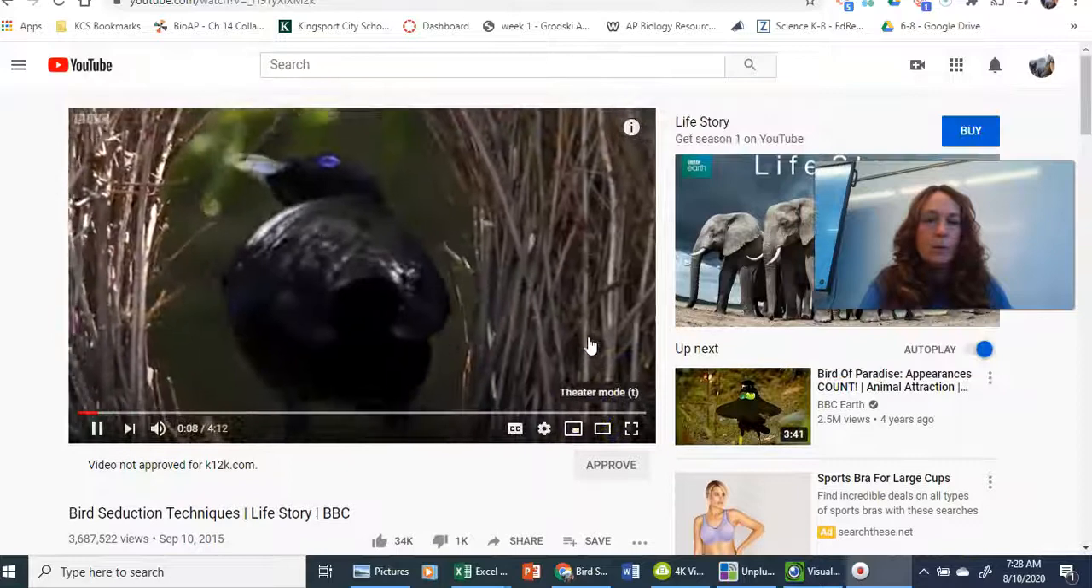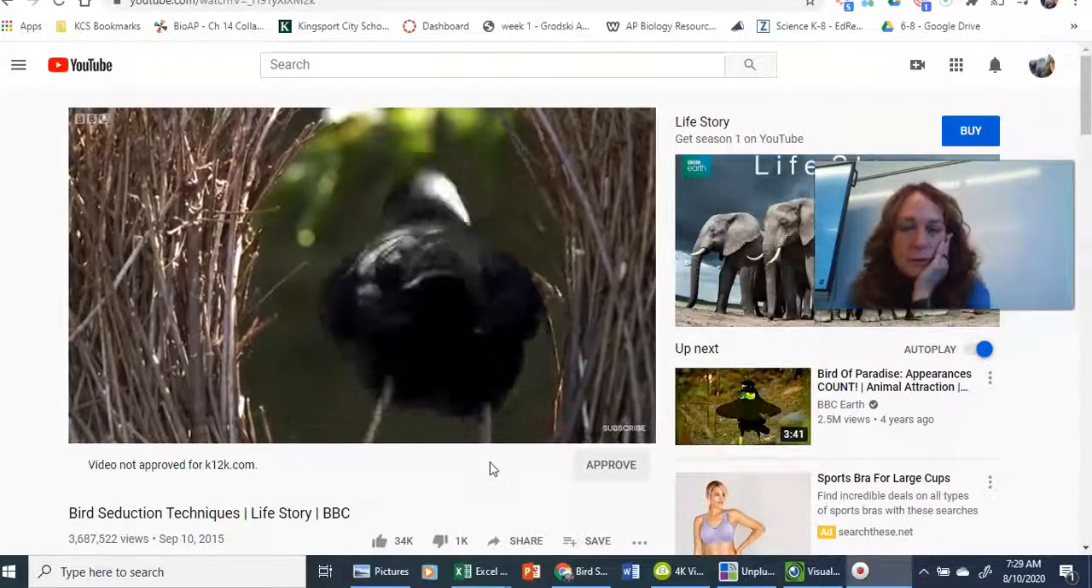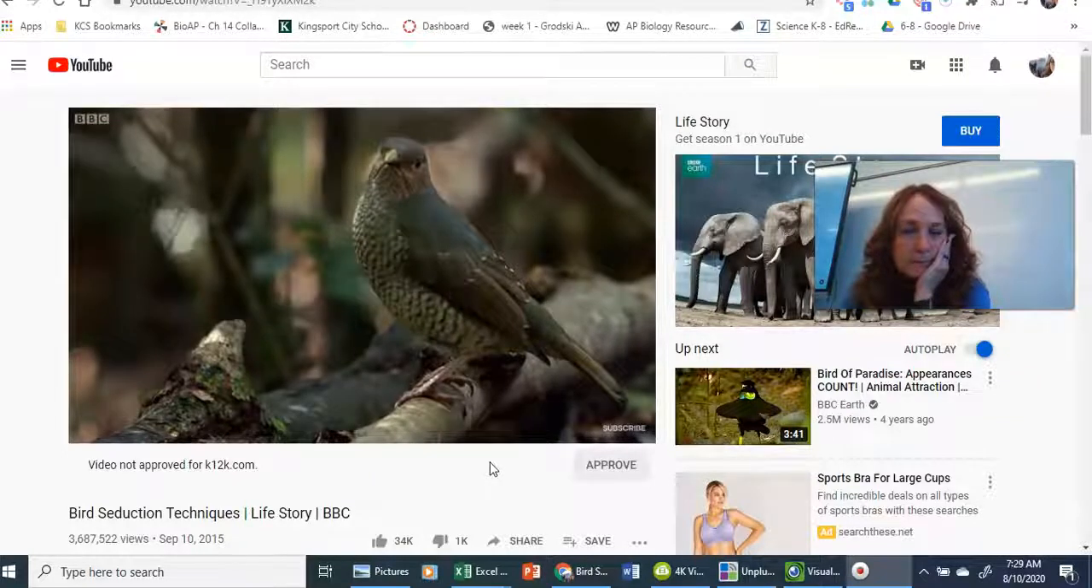Okay, that's Bowerbird. And you can tell you don't ever want to go to the movie with me or watch a movie with me because I tend to talk.